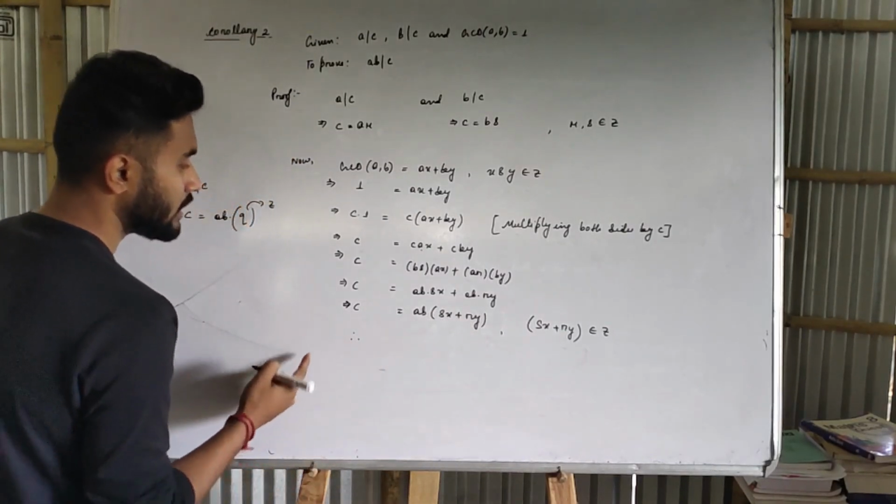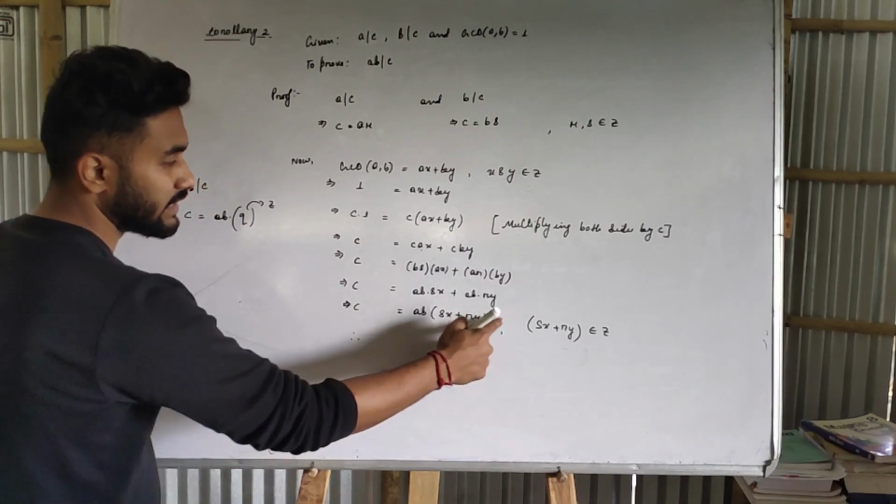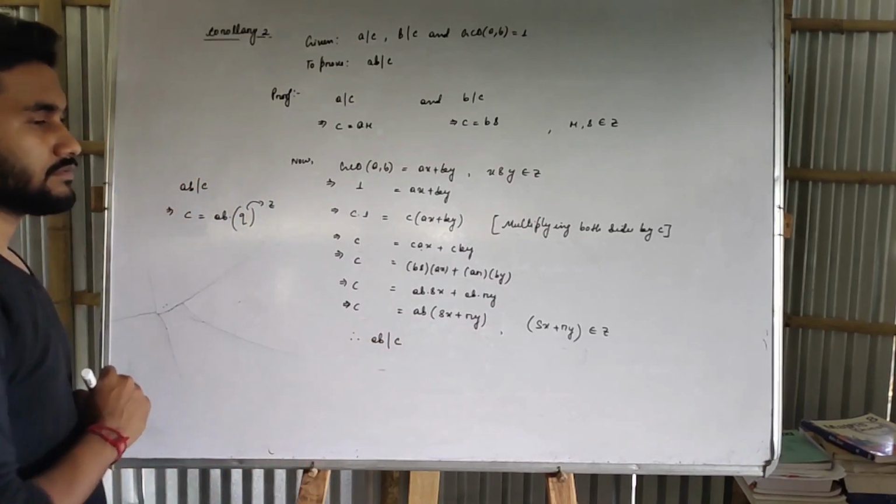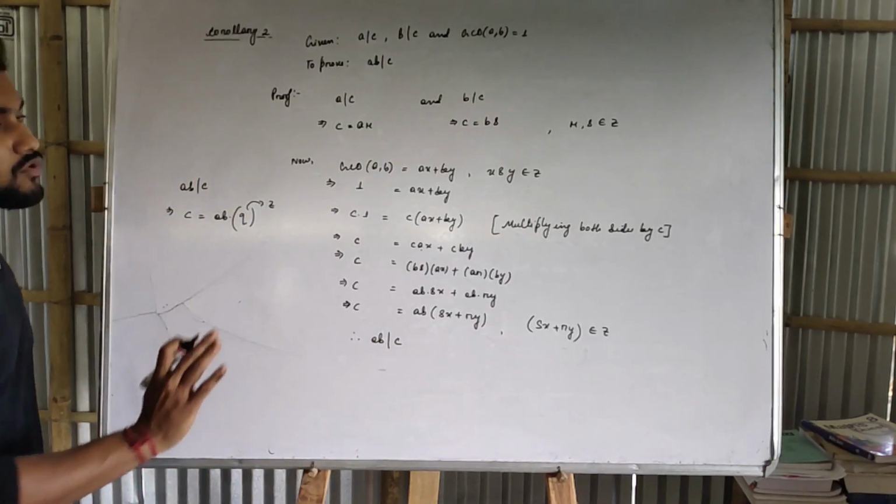So I can say, therefore, it looks like a dividend is equal to divisor into quotient, and there is no remainder, plus 0. So it means AB divides C. So this is our corollary number 2.